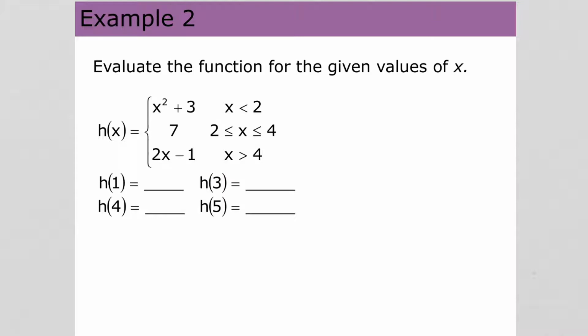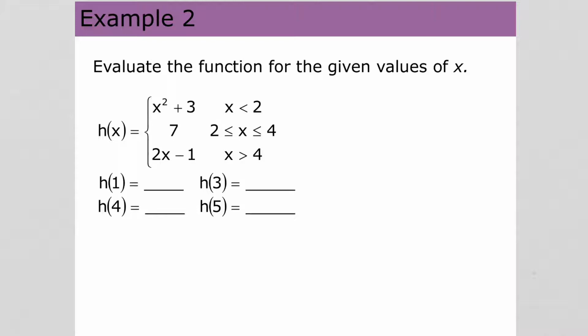What if we don't have the graph and we need to find these different things? So here we have a piecewise defined function of x squared plus 3 where x is less than 2, 7, so it's just y equals 7, a horizontal line, between 2 and 4, and including 2 and 4. And then greater than 4, we have the line 2x minus 1. So how do we find these?